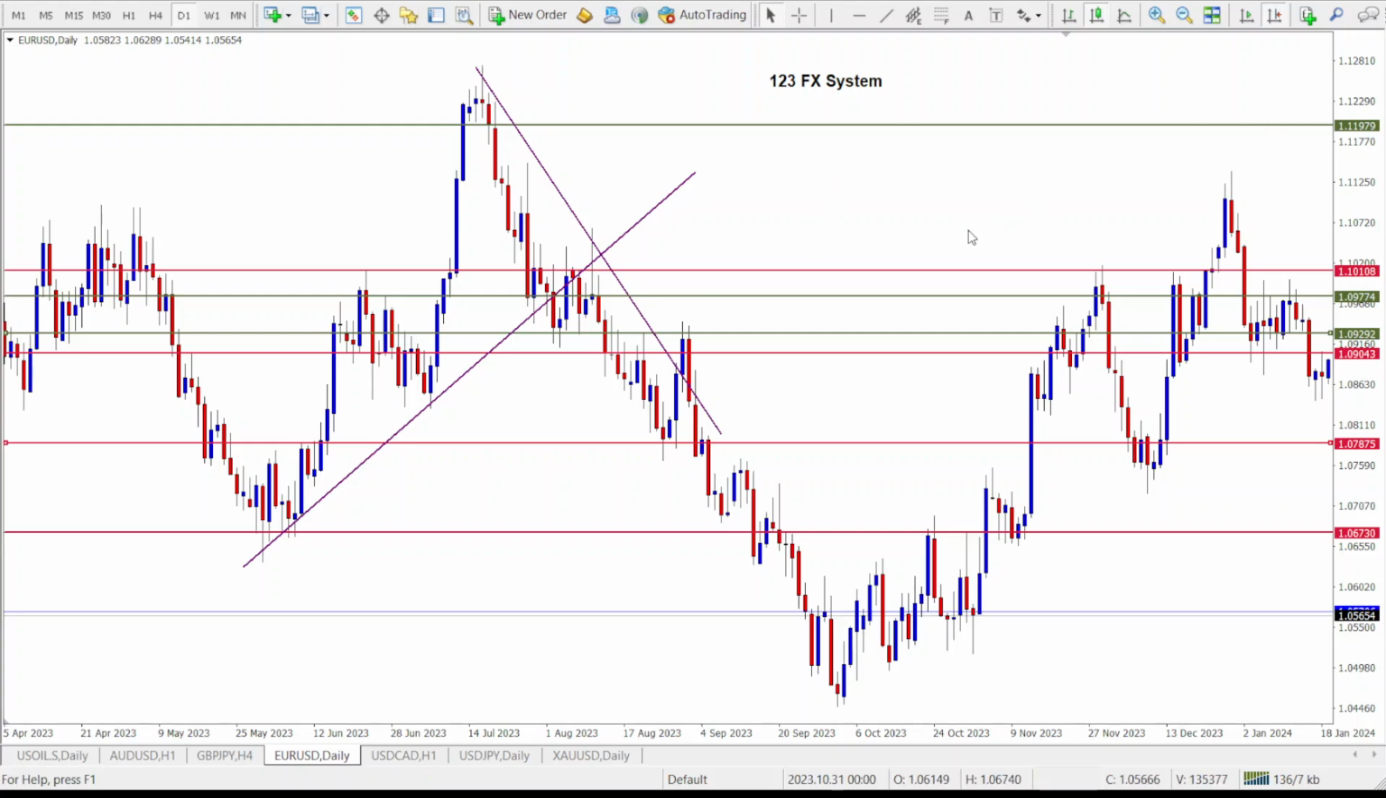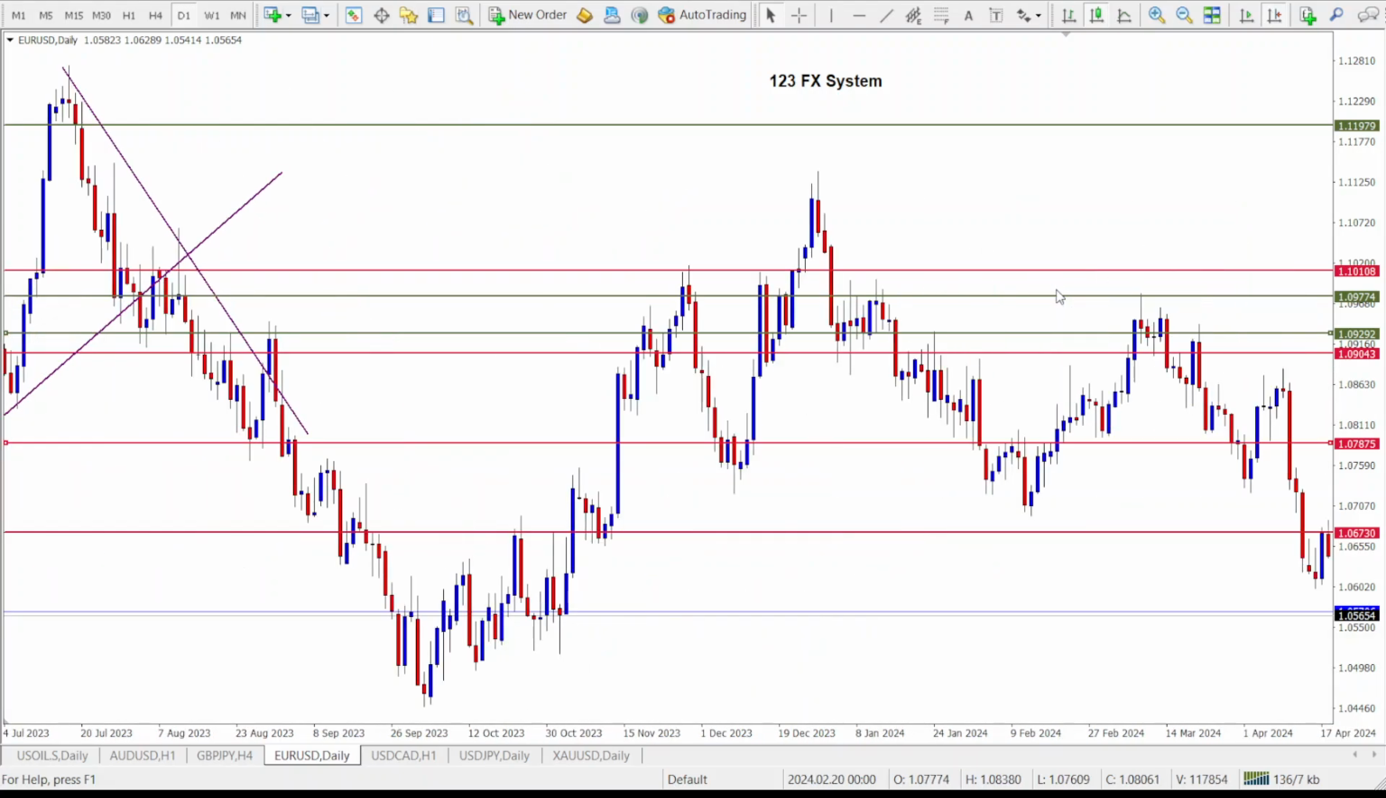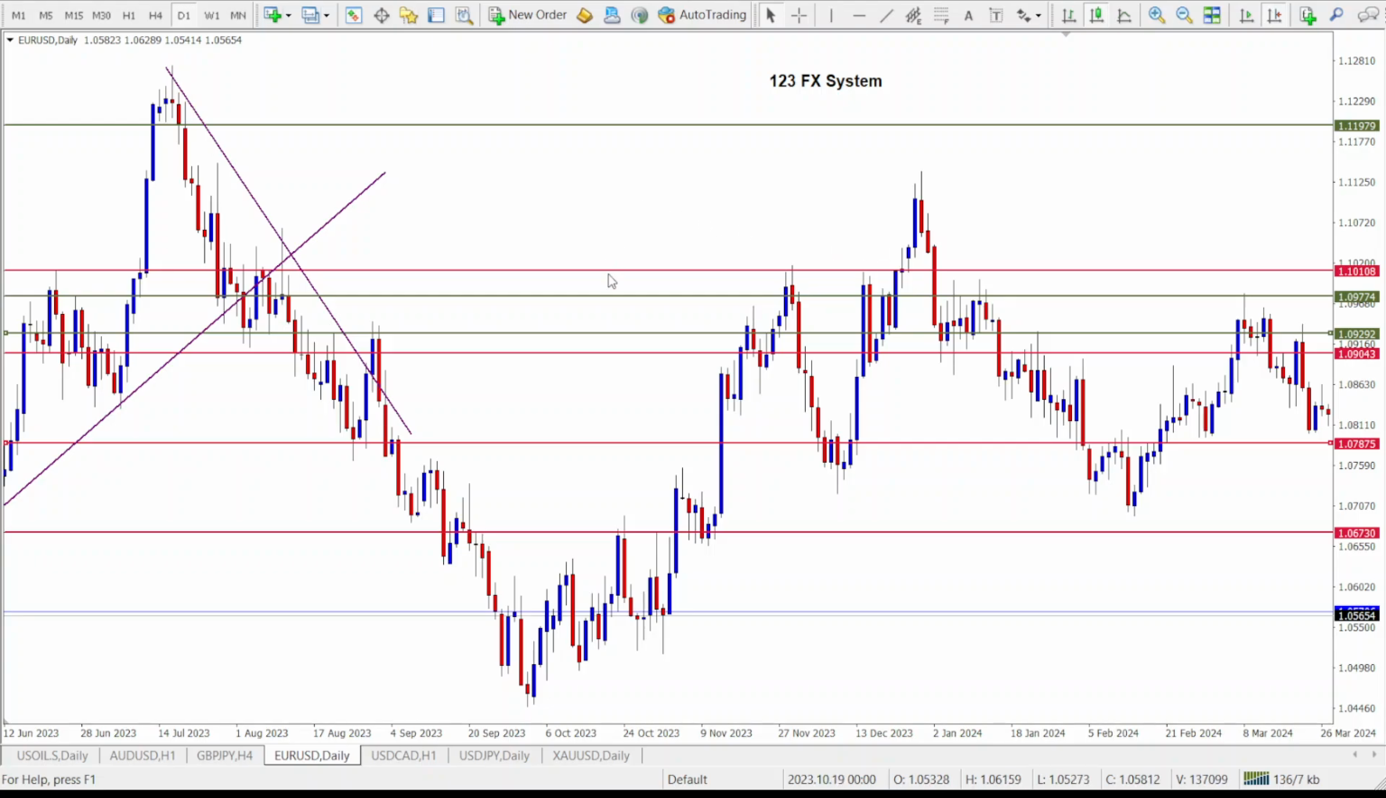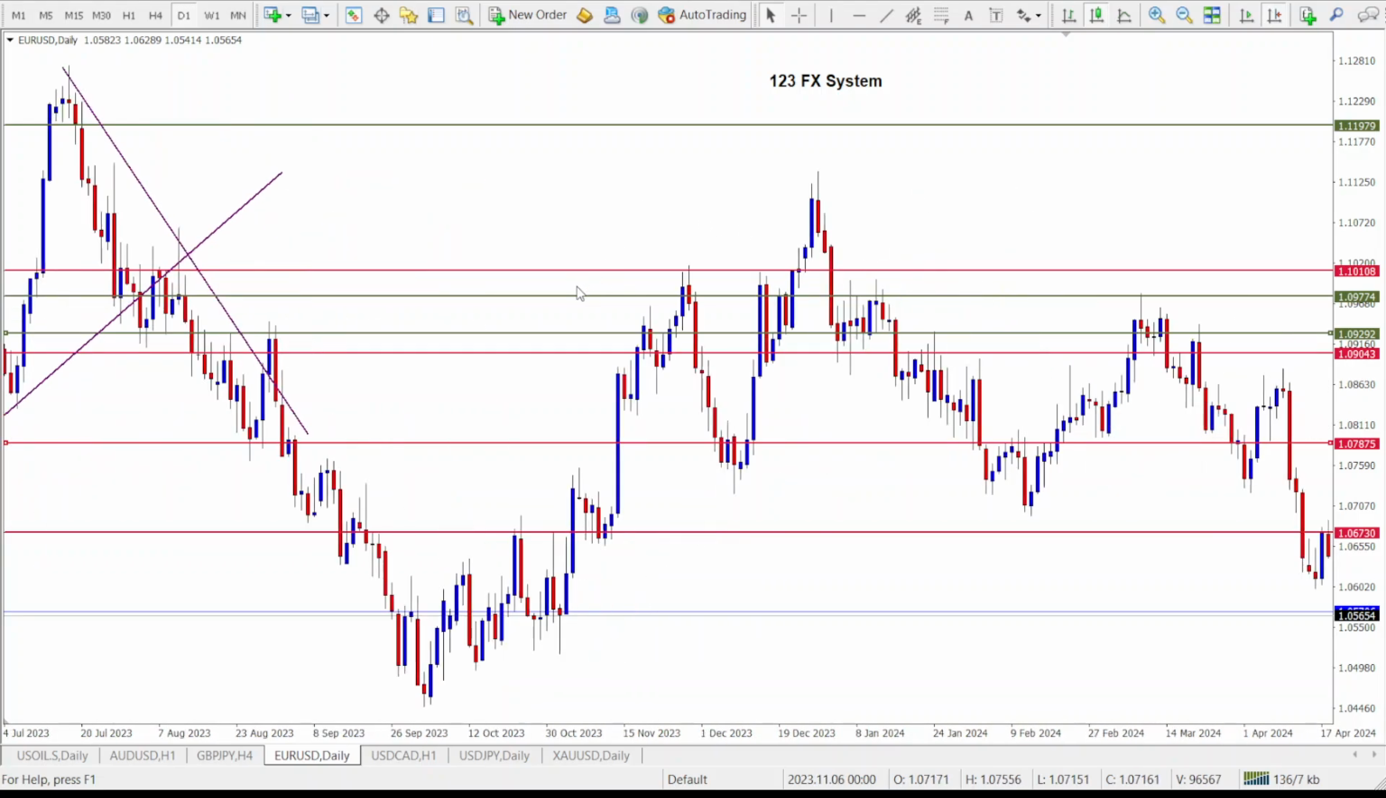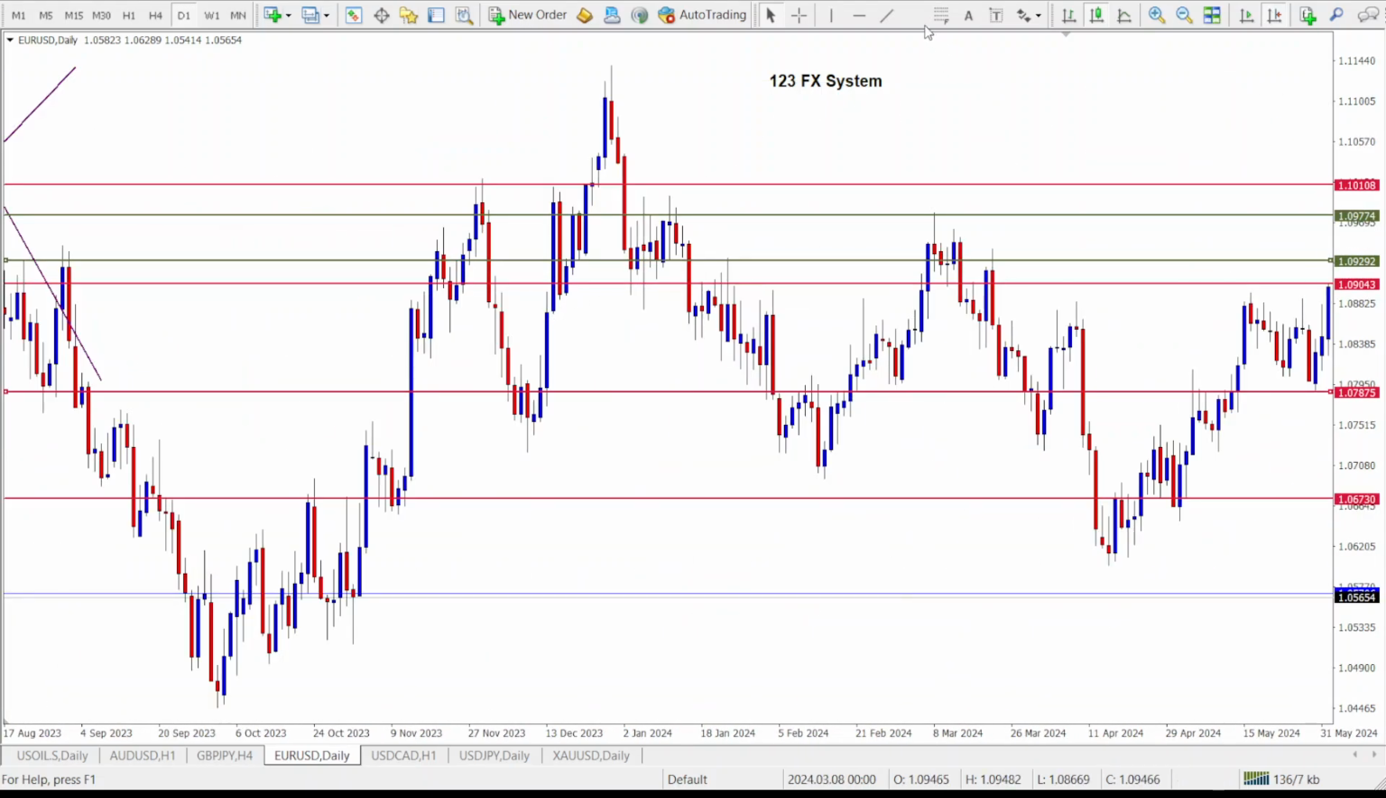And then continuation trades. When you have continuation trades, the 1, 2, 3 pattern can also signal a continuation of the trend. For example, if you have an uptrend, let's see, we have an uptrend here. Then the price pulls back and forms a higher low. Can you see? We have consistent higher lows, and then breaks out above the retracement high.